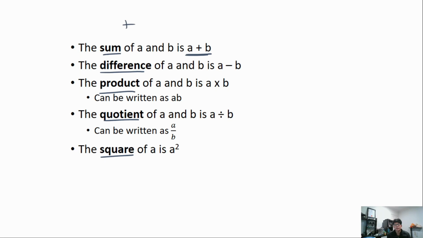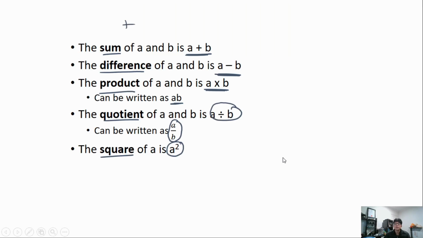The difference is subtraction, so a difference of a and b is going to be a minus b. Product is when you multiply. So product of a and b is just going to be a times b, and remember from before, it can be written as just ab. The quotient of a and b is the same thing as a divided by b, and remember that also can be written as a fraction. You'll often see this in algebra, and that's just a over b. And the square of a is written as a to the power of 2 or a squared. So let's just take a minute to write these down into our books.